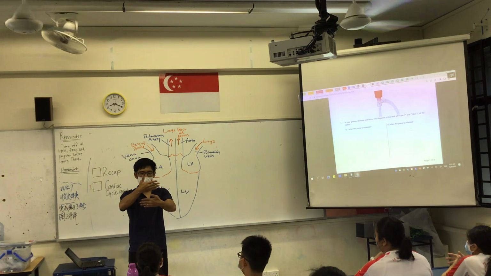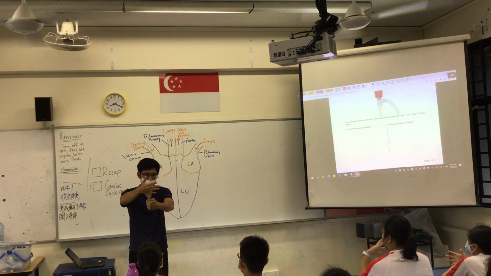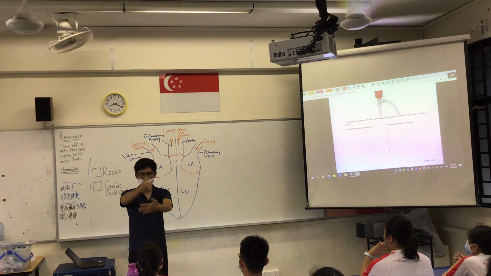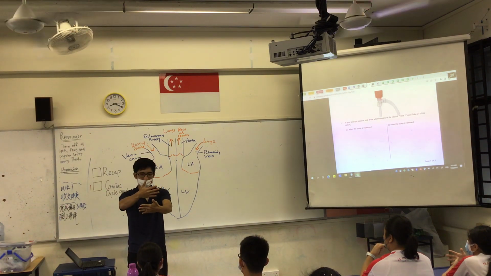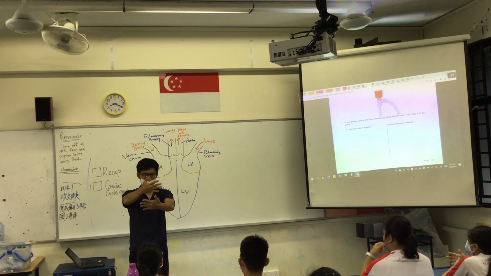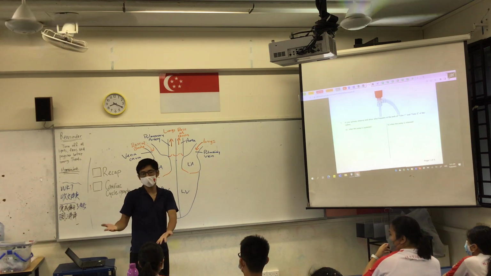So, atrium contract, ventricle contract, both relax. Try again. Atrium contract, ventricle contract, both relax. Stop. Now, do it with a partner.